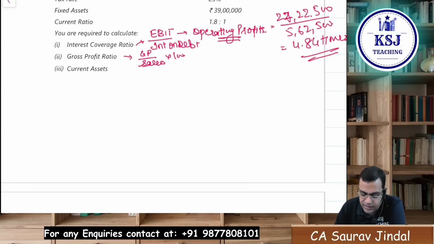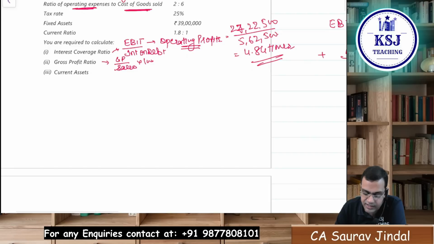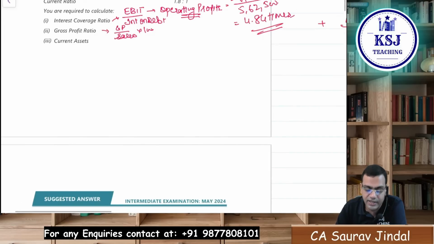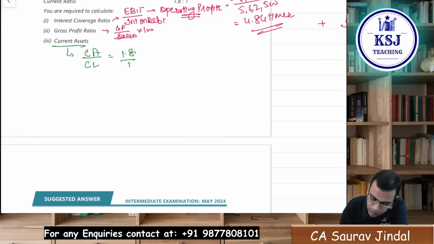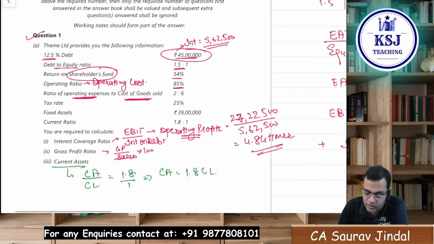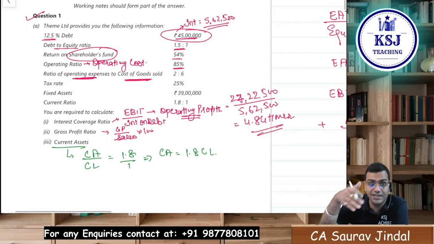Okay, fine, sir. Now what about the current asset? Now for current asset, current ratio is given to you as 1.8:1. Right, this is given to you as current assets divided by current liabilities is equal to 1.8:1. I can write it as current asset is equal to 1.8 CL. Right, now we have to take the total of asset side and liability side.